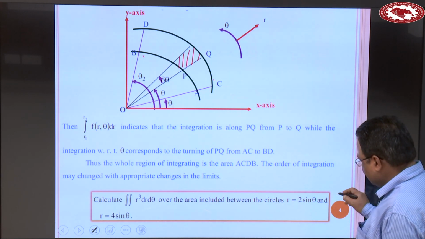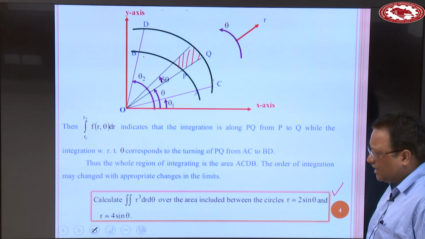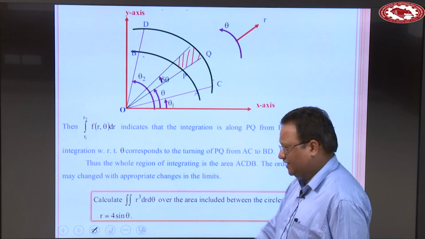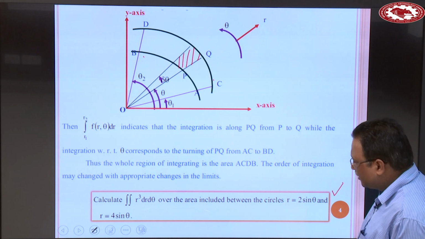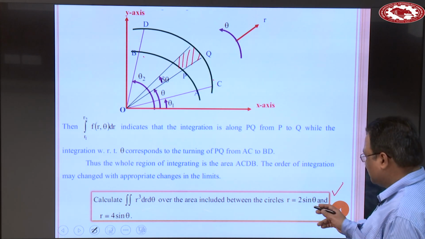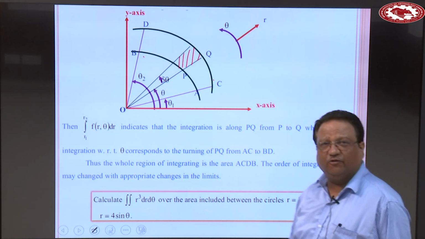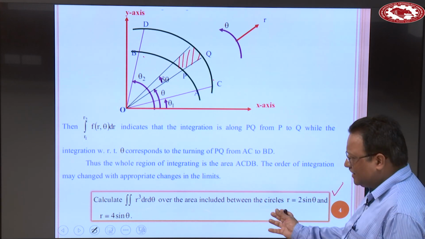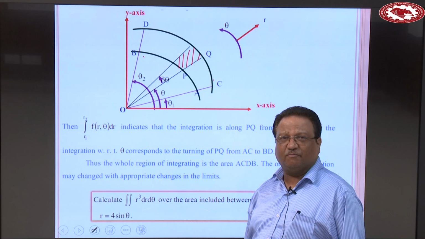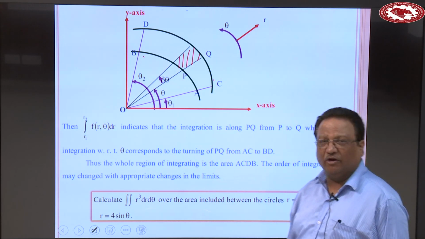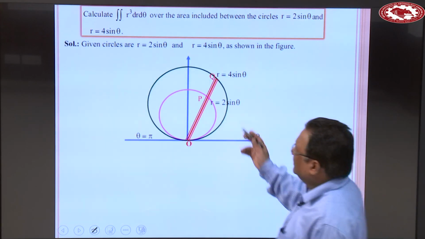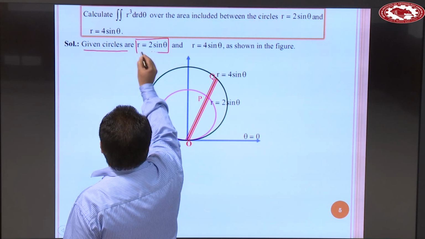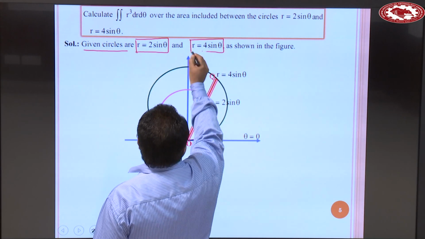So let us discuss the first problem. Calculate this double integral of r cube dr d theta over the area included between the circles r equal to 2 sin theta and r equal to 4 sin theta. So in between these two circles, evaluate this double integral problem which is given in polar form. So we have these two circles, r equal to 2 cos theta and r equal to 4 sin theta.